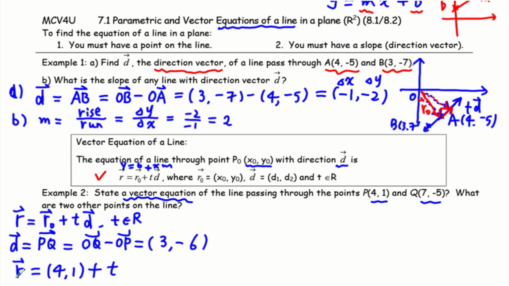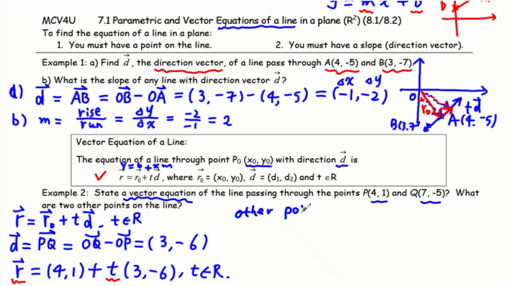We need to have 2 variables here. Then we put the direction vector 3, negative 6 here. Then it's done. Then we put T belongs to all real numbers. So you have 2 parts. We need to indicate T could be any numbers. Okay, so this is the first part, then the other 2 points.